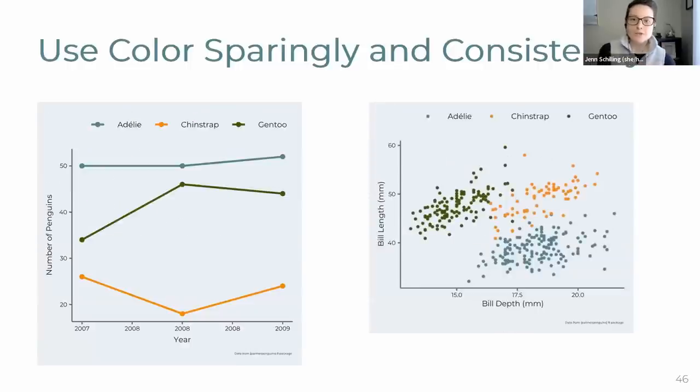Another thing to think about when using color is maintaining consistency. By that, I mean using the same color to highlight key information and the same color for a specific category across visualizations, because this helps the audience understand the visualizations more easily. So here I have a line graph and a scatter plot, both showing information for the three penguin species. And I'm using the same color for the same species in each plot. And once my audience understands that orange is associated with chinstrap, they'll be able to compare chinstrap information across all my visualizations, because I'm always using orange for chinstrap.